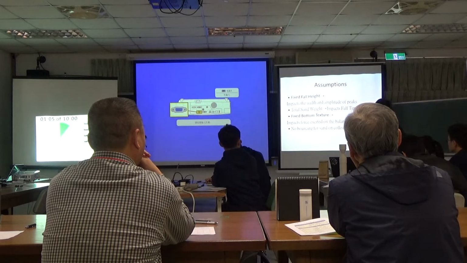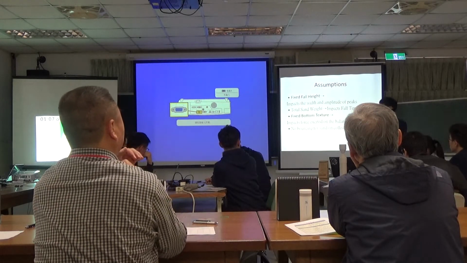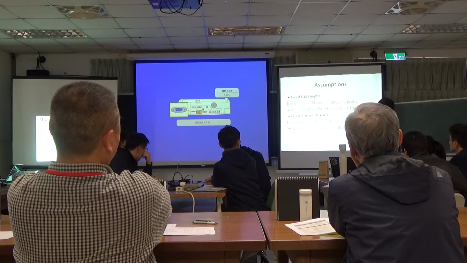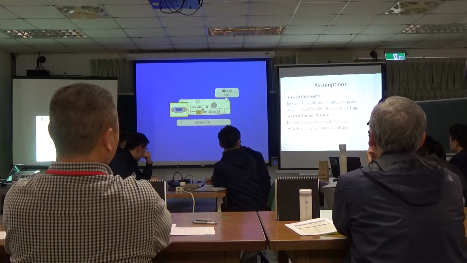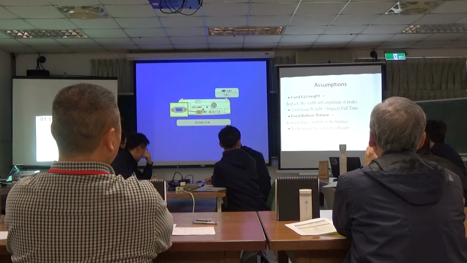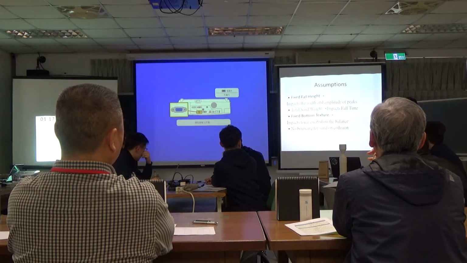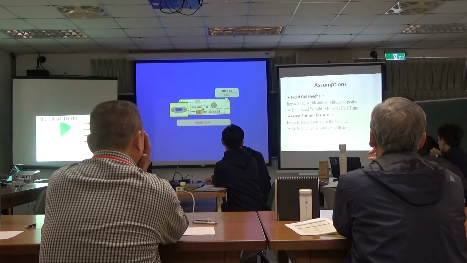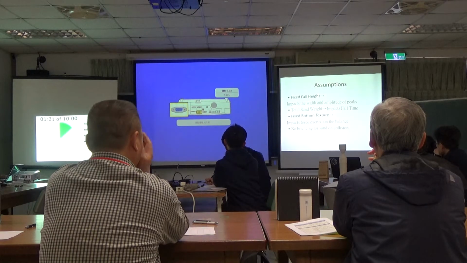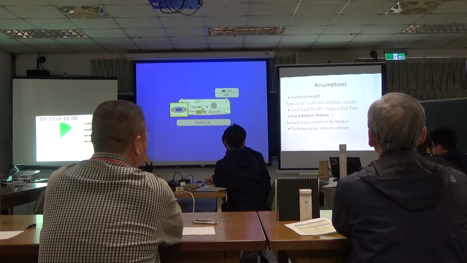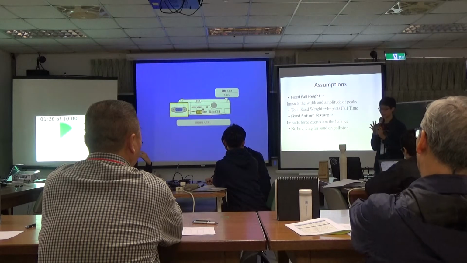These are some basic assumptions of our experiment. We have a fixed fall height. It impacts the width and the amplitude of the peak. The total sand weight impacts the fall time. The bottom texture impacts the force exerted on the balance. And we assume that there's no bouncing of sand on collision.